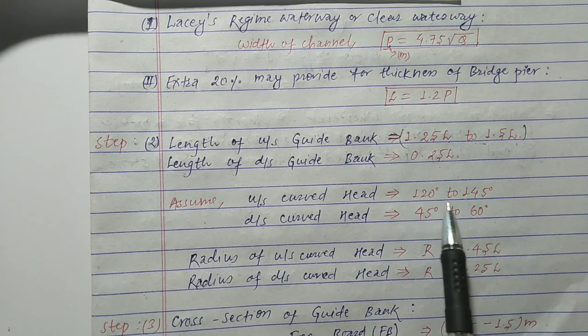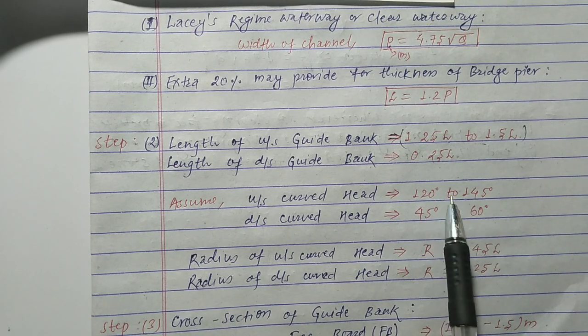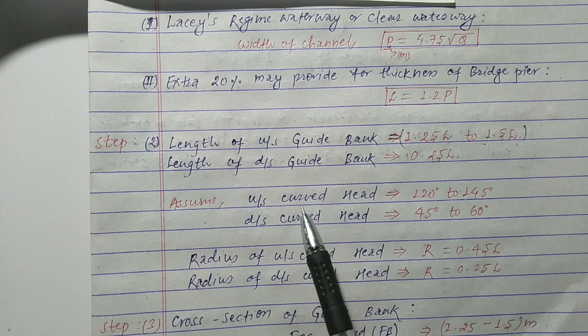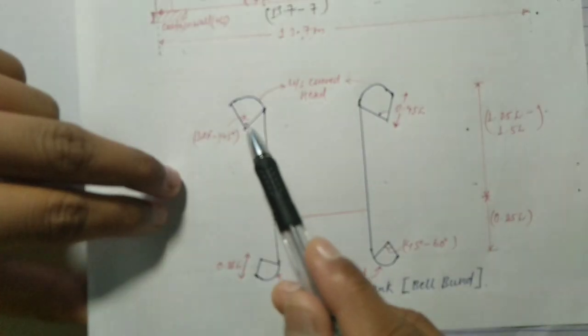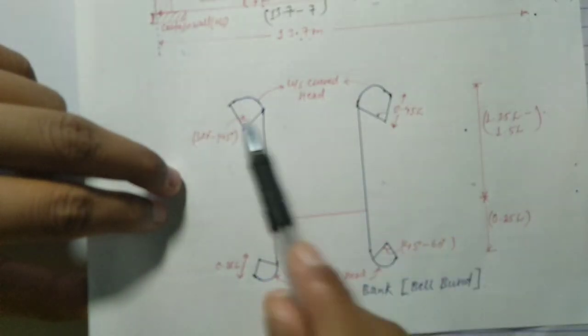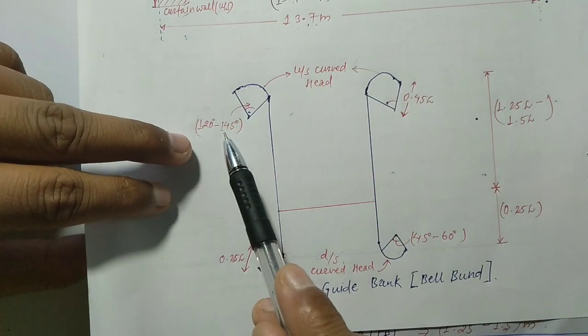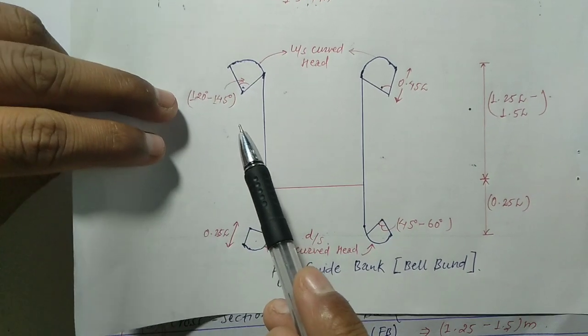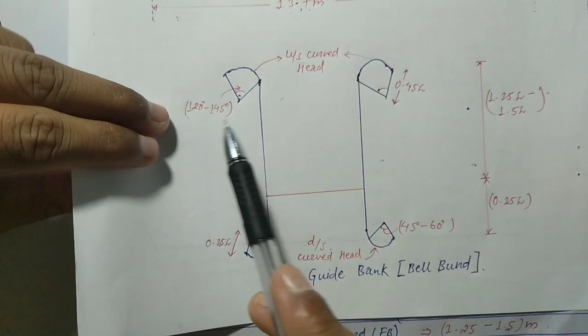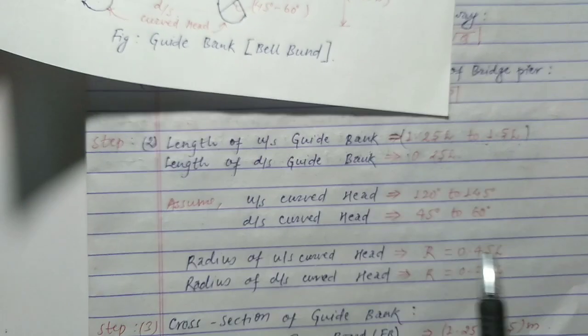Assume the upstream curve head equal to 120 degree to 145 degree. You have to take the value of upstream curve head, that is, the angle of this angle. You can take this angle between 120 degree and 145 degree. As your choice, you can take any value between these.